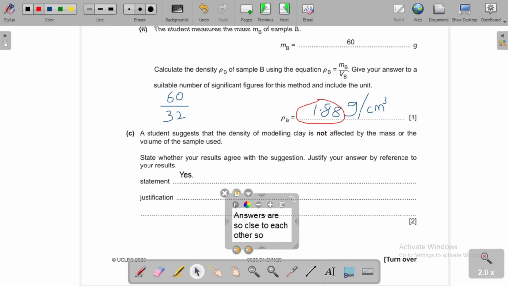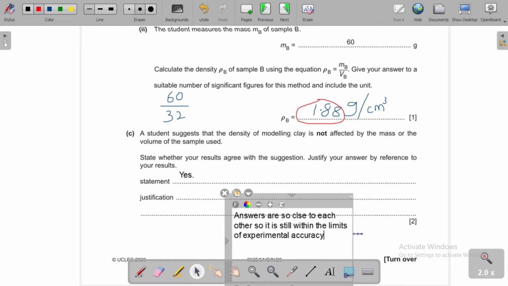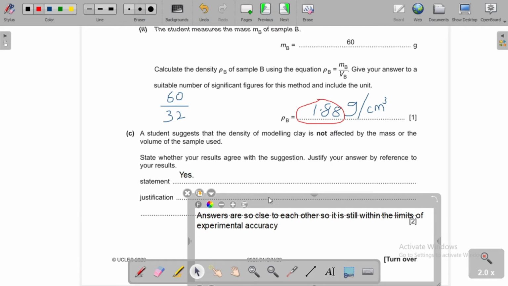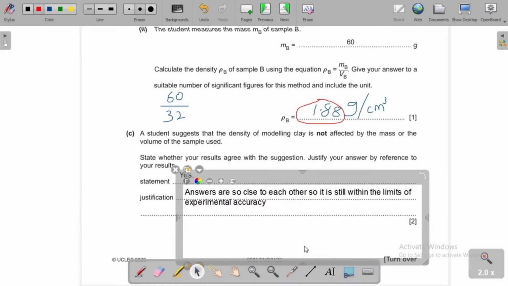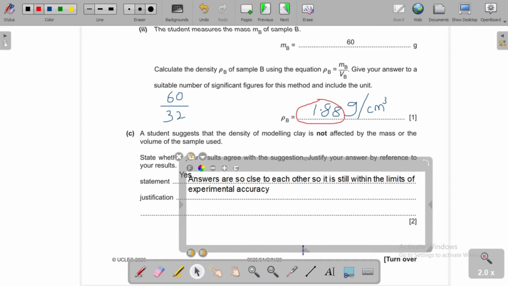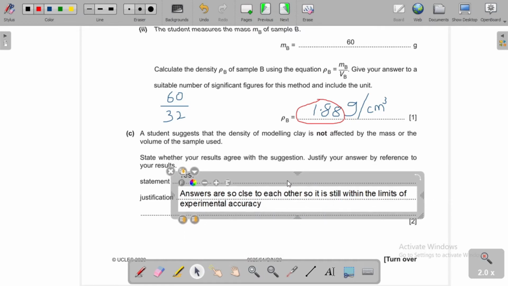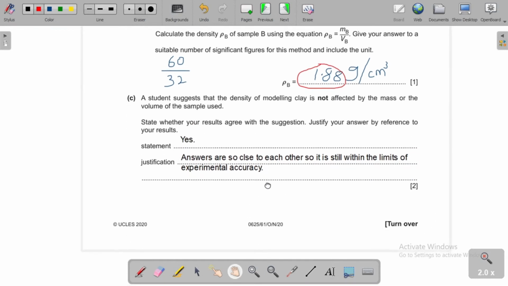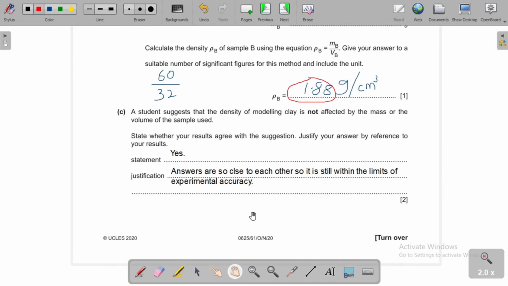So, it is still within the limits of experimental accuracy. Yeah, the answers are so close to each other, so we can actually say they are the same. So it is still within the limit of experimental accuracy. Let me place this one very well so that it fits into the space. So it is still within the limit of experimental accuracy. That's our justification, and then you get your 2 marks there.